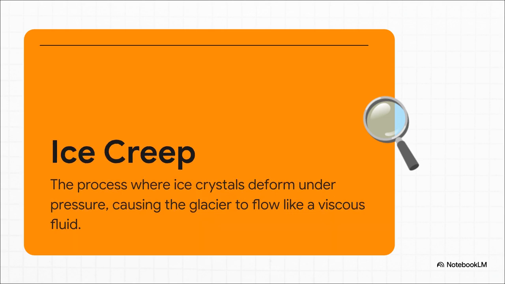And all that stress, all that pressure makes solid ice do something pretty wild. Under all that weight, individual ice crystals actually deform and slide past one another. It's a process called ice creep. The best way I've heard it described, imagine the entire glacier flowing like a super thick, super viscous fluid, kind of like very cold honey.